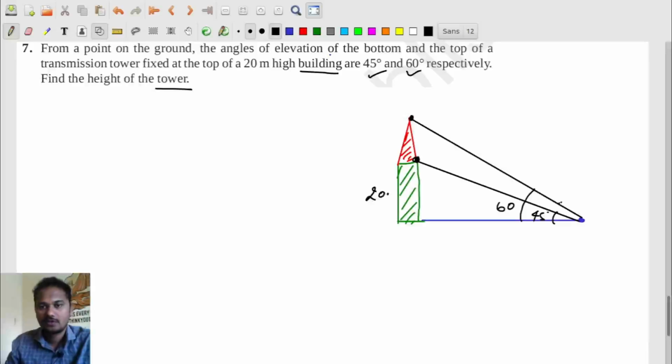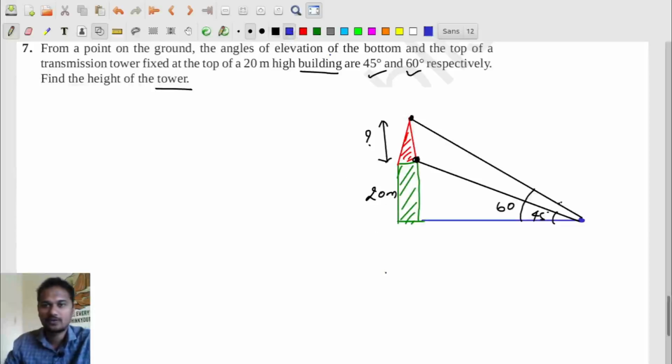The height of the building is given, 20 meters. Find the height of the tower. So we need to find this height. What is the height of the tower, right? So this is the given data. Again, this can be solved using the trigonometric ratios. Before using trigonometric ratios, we need to take two right angle triangles here, right? So taking those two right angle triangles is very important here.